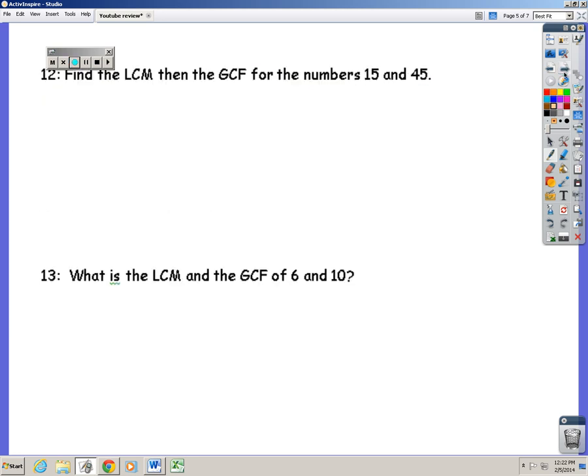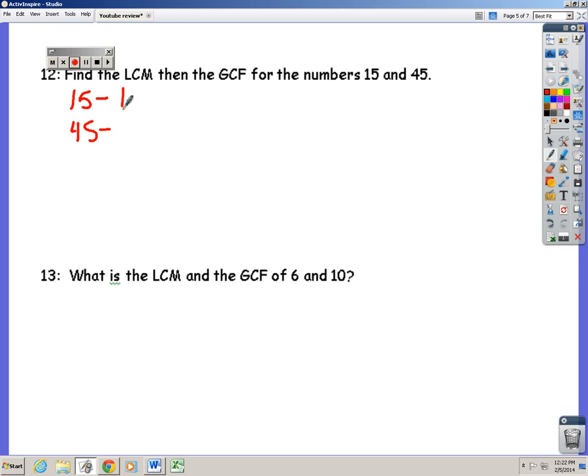Next problem. Number 12, find the LCM, then the GCF for the numbers 15 and 45. So there's 2 parts to this problem. First, we need to find the LCM of 15 and 45. So I'm going to make a list because I'm finding the least common multiple of 15 and 45.